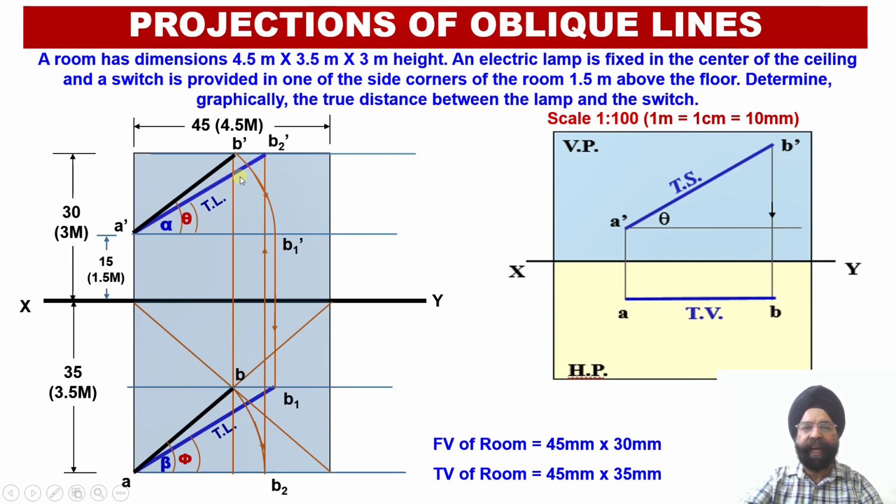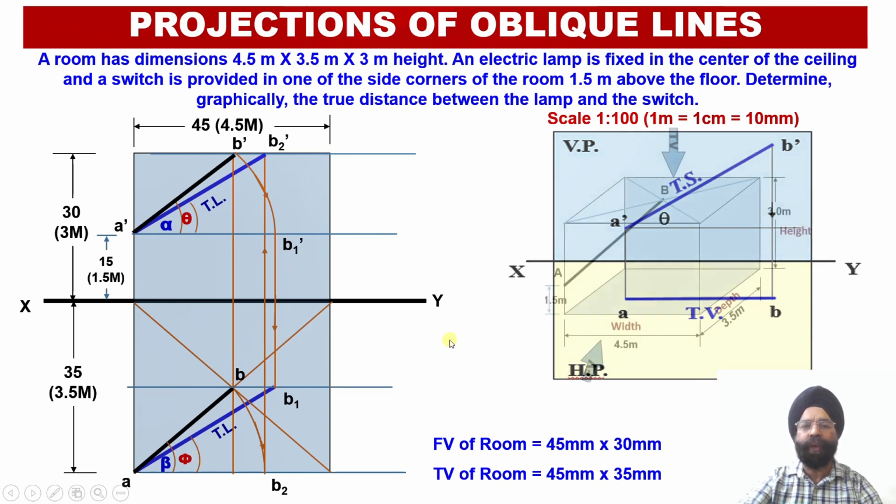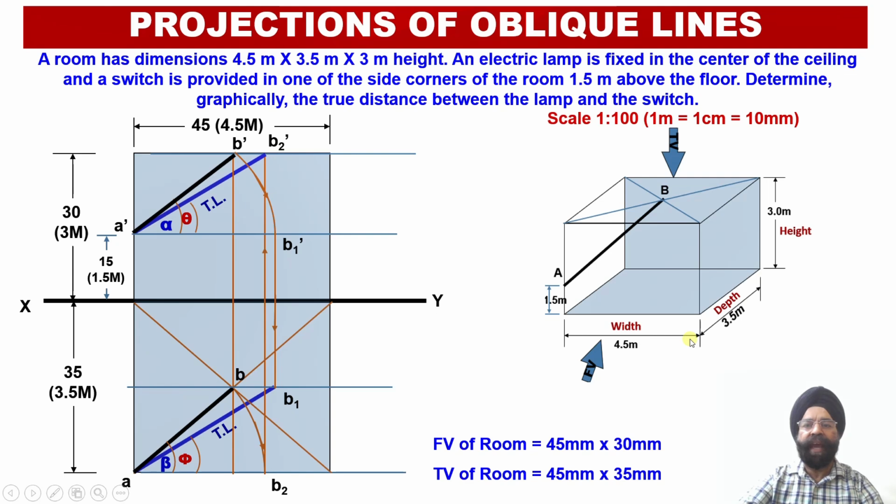So here we can check that the true lengths of the line are greater than the apparent lengths of the line, and similarly the apparent inclinations alpha and beta are greater than the true angles of inclinations theta and phi with respect to the two reference planes. So this way we have been able to convert this physical real life environment into the projection of the oblique lines problem, and then using the rotation of the line principle we have been able to obtain the true length of the line in the elevation and the true length of the line in the plan.